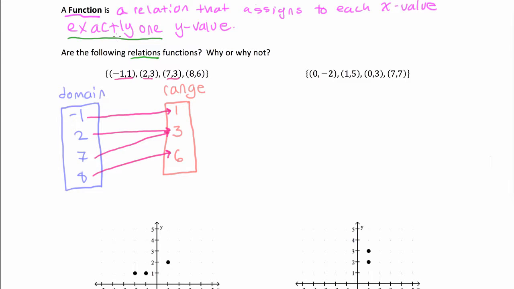Now the question is, is this a function? A function assigns to each x value exactly one y value. So for any x value, if I say what y value goes with 2, 3 is the only possible answer. What y value goes with 7? 7 goes to 3. 8 just goes to 6. So this is a function, and I'll talk a little more about this once we look at an example that is not a function.